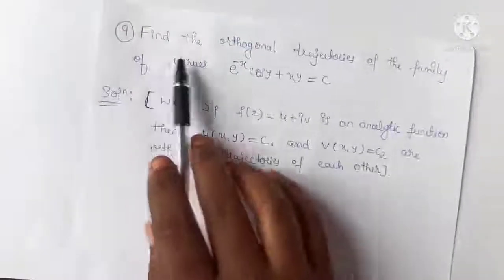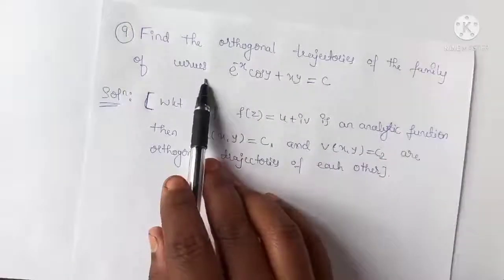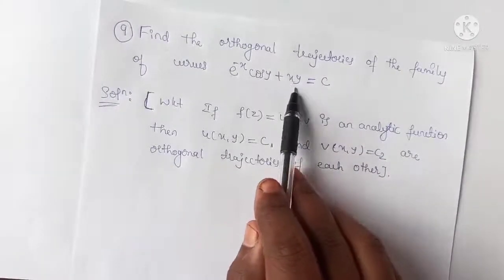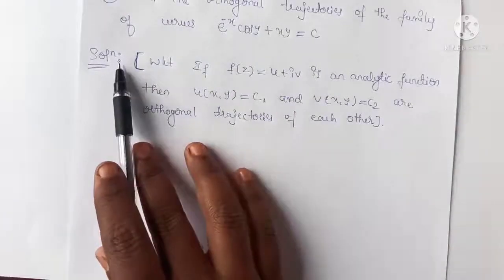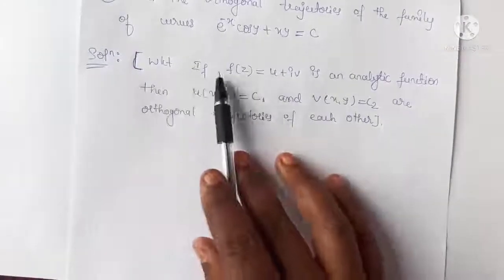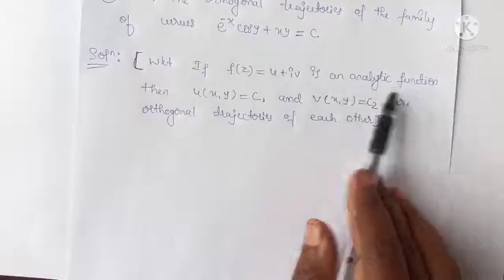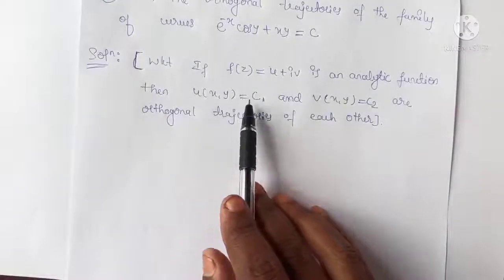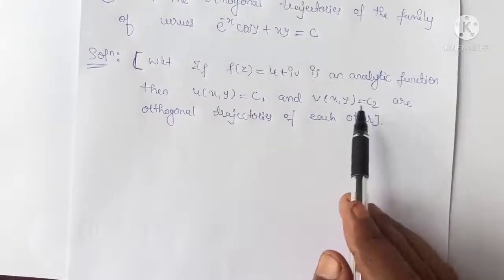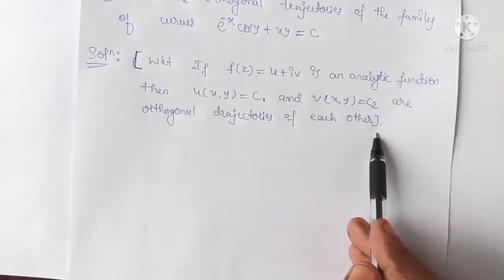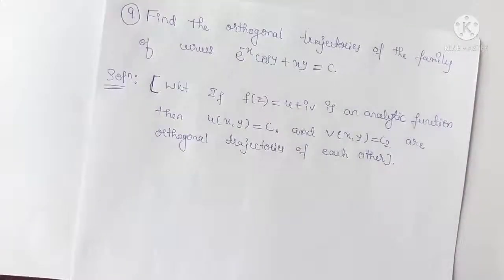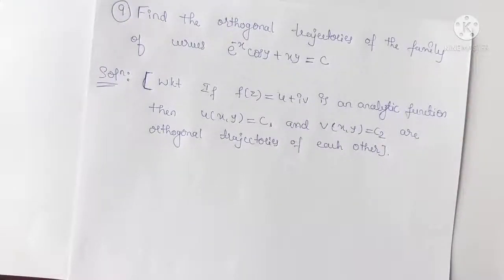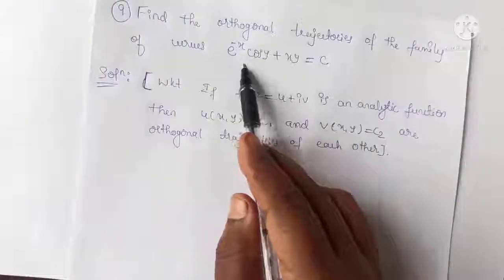Okay, next problem, find the orthogonal trajectories of the family of curves e^(-x) cos y plus xy equals c. So we know by the one theorem that if f(z) equals u plus iv is an analytic function, then u(x,y) equals c1 and v(x,y) equals c2 are orthogonal trajectories to each other. Okay, so here we may take this as u equals c, then we have to find the v value. That is, by the construction of analytic function we can find the imaginary part of this analytic function.